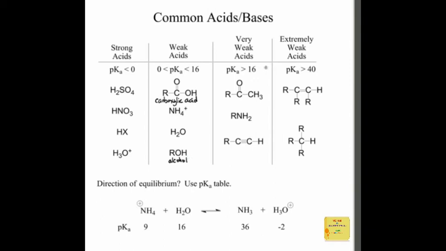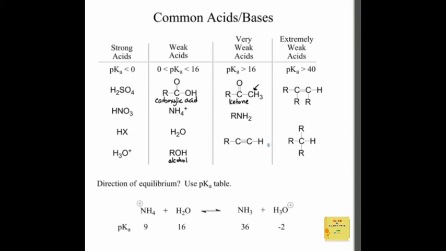Things that we might describe as very weak acids are those with even higher pKa's, above 16. So something like a ketone, these protons next to a carbonyl we'll find are acidic. We can remove them, but it takes quite an effort.